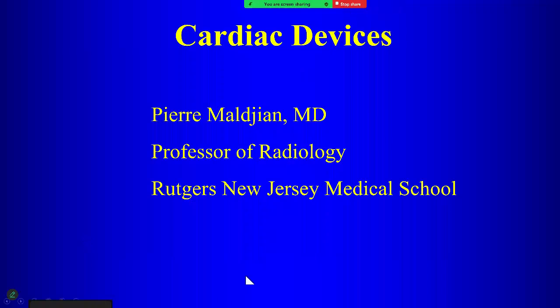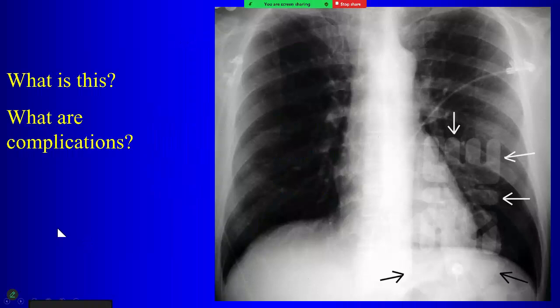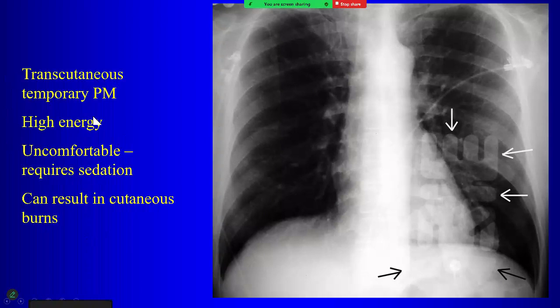All right, so let's start our discussion of cardiac devices. So what is this? This thing over here. What is this thing? AED pad? Yeah, so that's an external pacer pad, right? So it's a pacemaker pad, but this is placed externally. The complication is that this requires very high energy, and that can result in skin burns. So that's a transcutaneous temporary pacemaker pad.